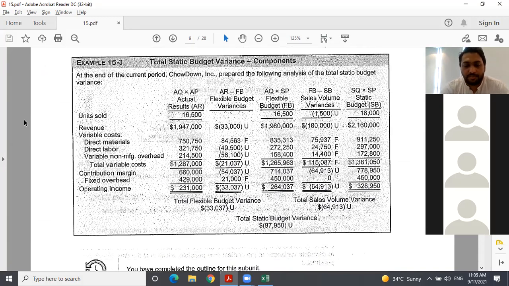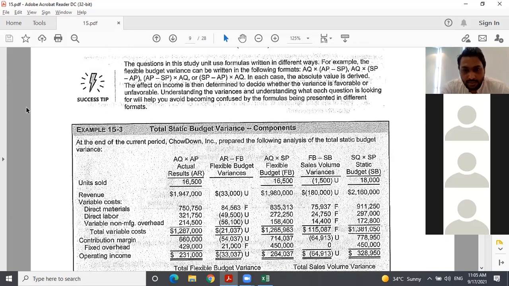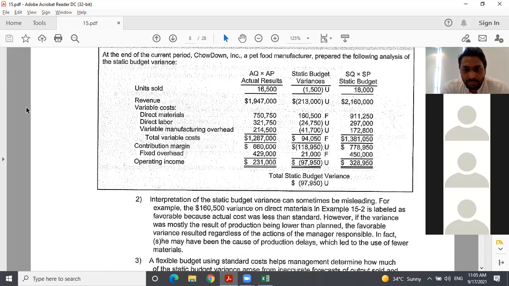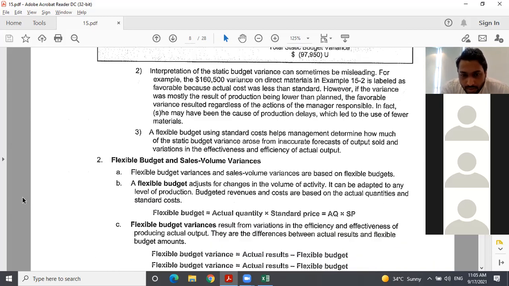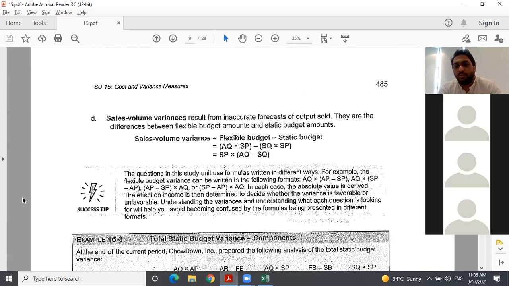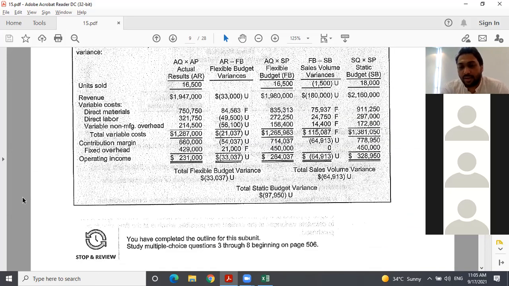Okay. Fine. So coming to here, when you do the static budget, total static budget variance. So when we were doing this first variance, how much was the total static budget variance? 97,950 unfavorable. Correct. Now we are going to find out what is the reason why. Where is the variance happening? We want to find what are the components of this particular static budget variance.